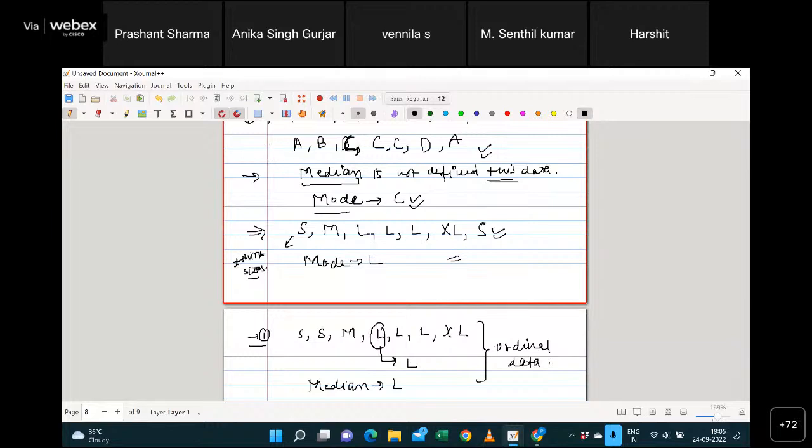So this is the nominal data. Suppose I'm assuming there is no order in this category A, B, C, and D. Then I cannot order this data. If I cannot order this data, then I cannot find the median of the data. So median is not defined for the nominal data set.